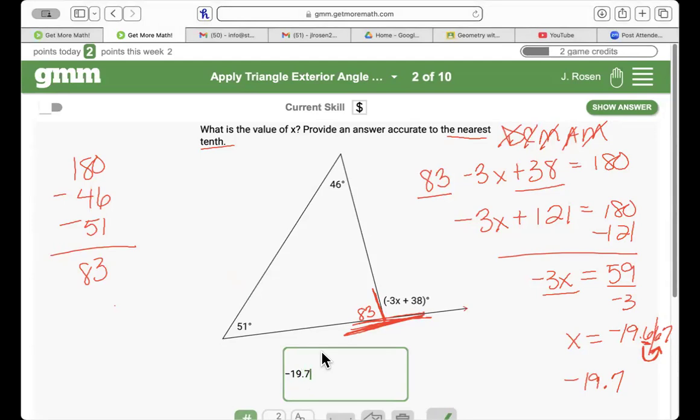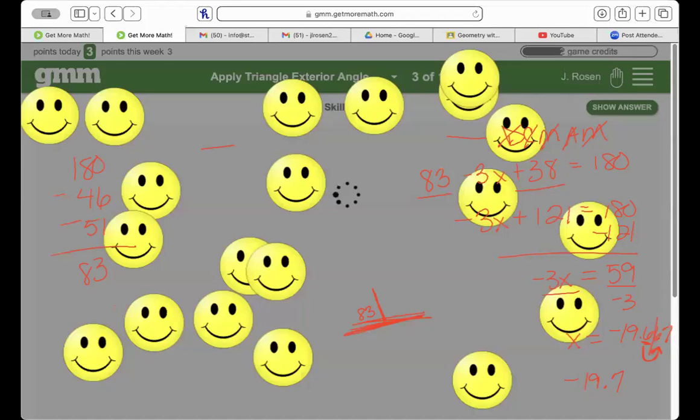So if you get a decimal or you get a negative, it's okay because we're solving for what x is, not what the angle measures. Okay, there we go.